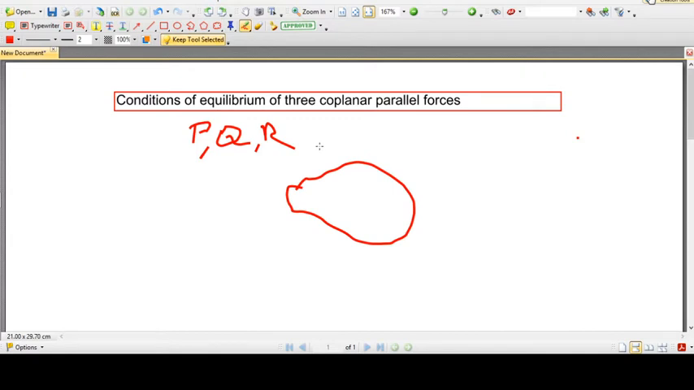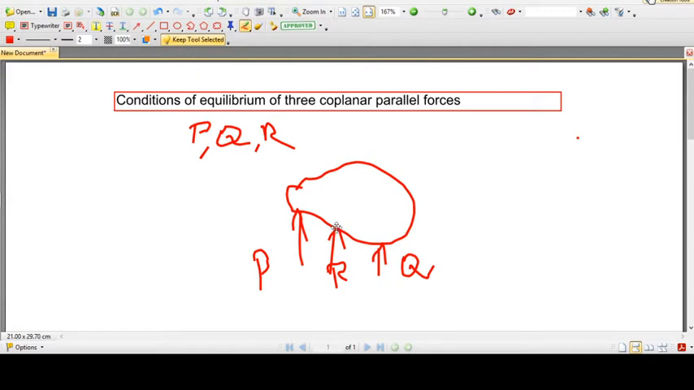Therefore, the three forces may be like parallel forces or unlike parallel forces. For our convenience, we take the force P acting in this direction, and Q is also acting in the same direction as P, and also Q is parallel to P. Suppose the third force also acts in the same direction as P and Q, then equilibrium is not possible.